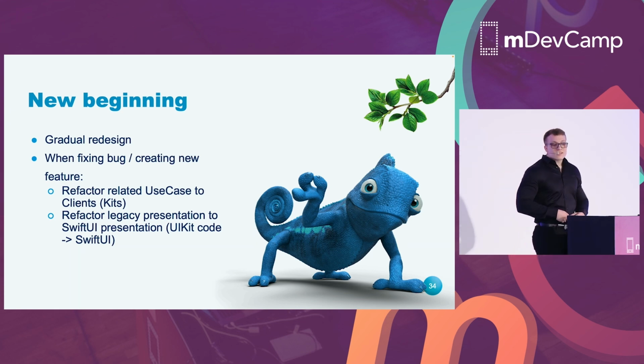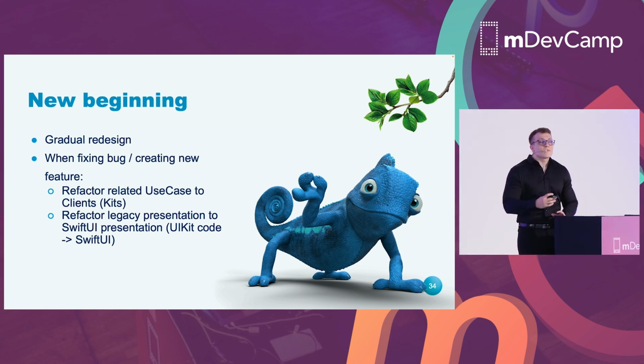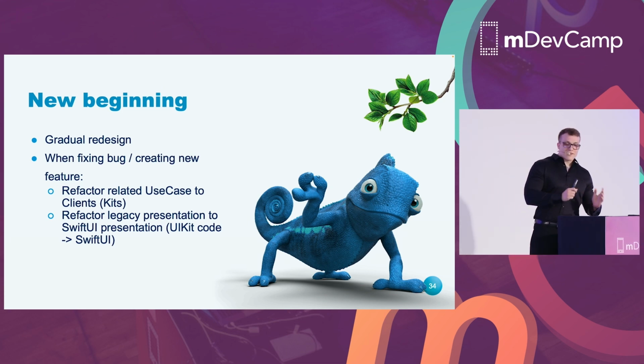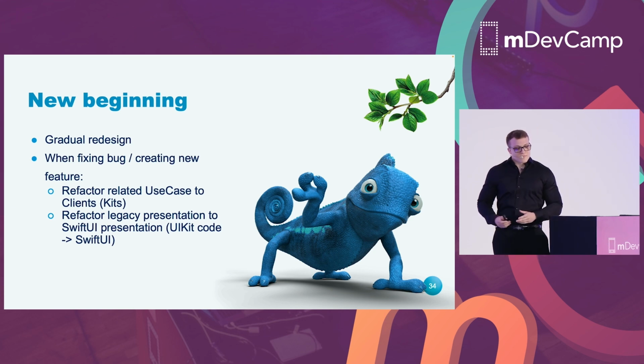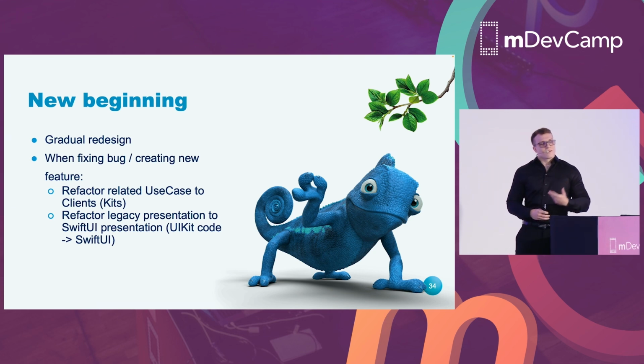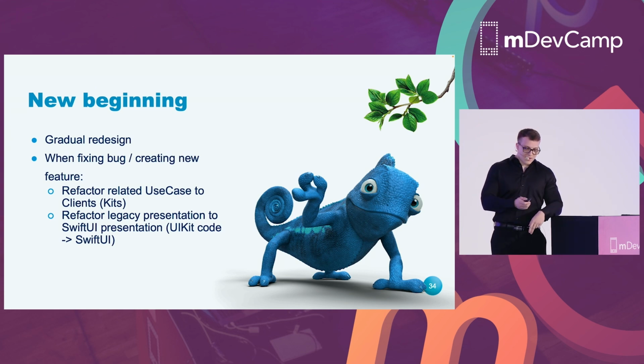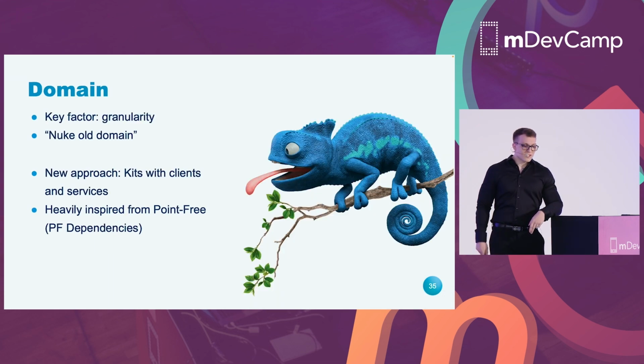It was a critical redesign type of development. So when we started fixing bugs or creating a new feature, we always refactored related use cases from the domain to kits, and then we refactored the code from UIKit to SwiftUI. I will be talking about it in more detail.